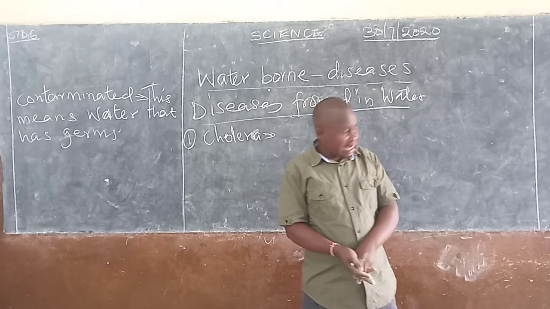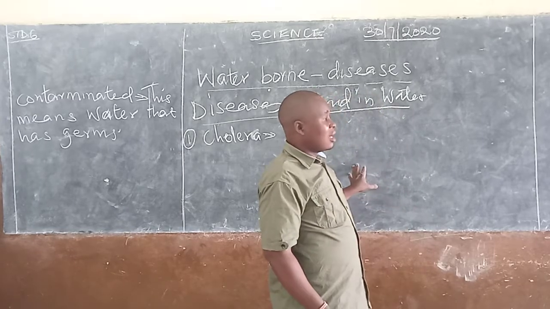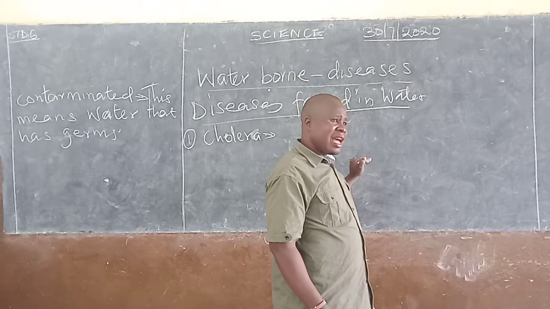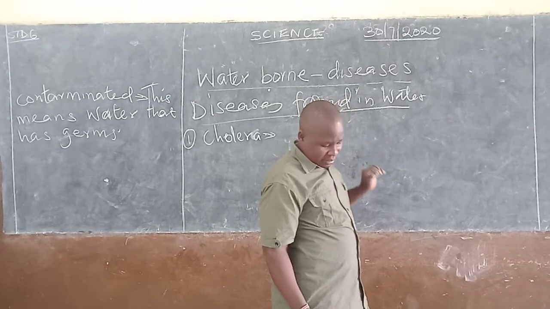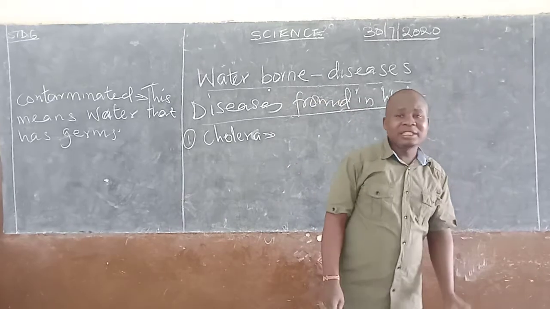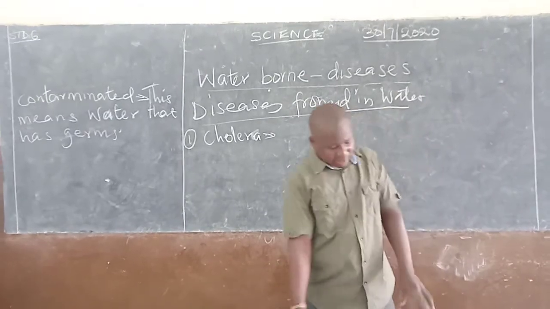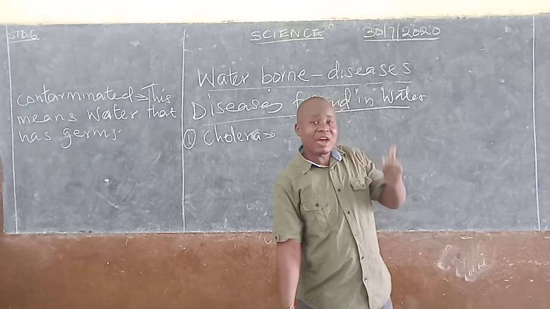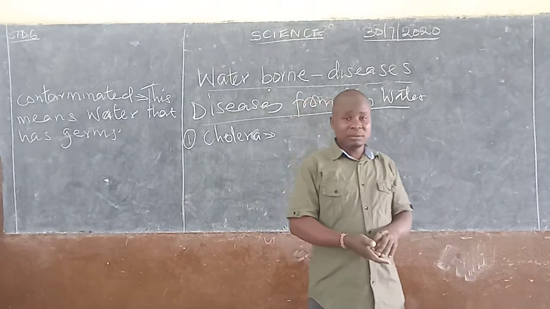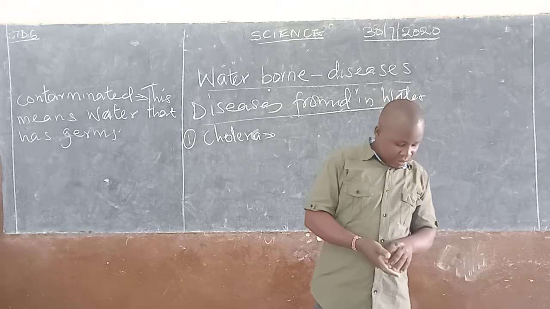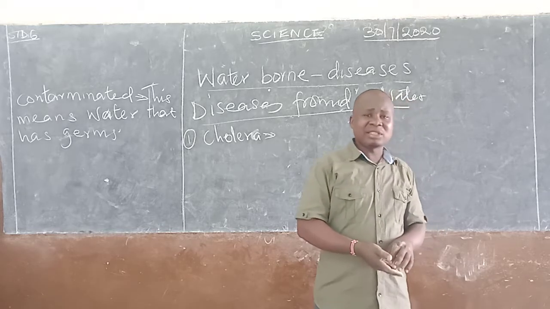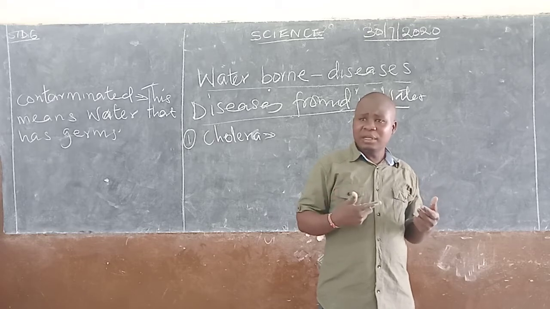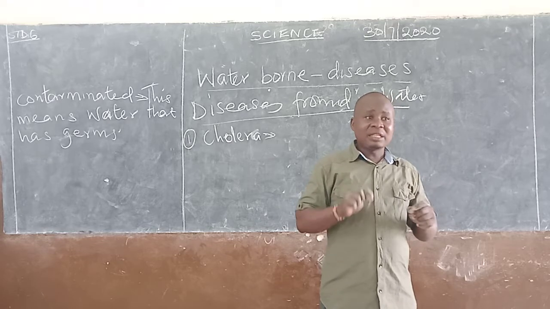Now let us see the signs and symptoms of cholera. For you to know that this person has cholera: one, there is violent diarrhea with mucus, hence the name rice water. Somebody has diarrhea a lot. There is also vomiting, and the diarrhea is rice water.